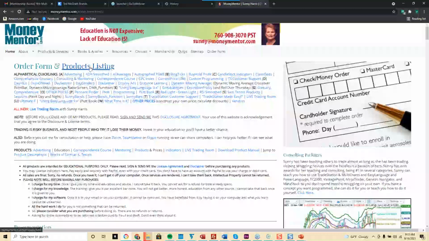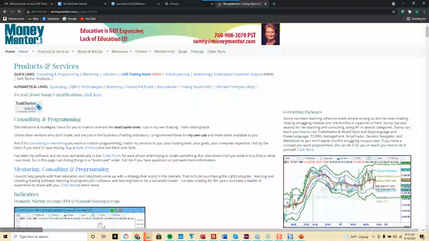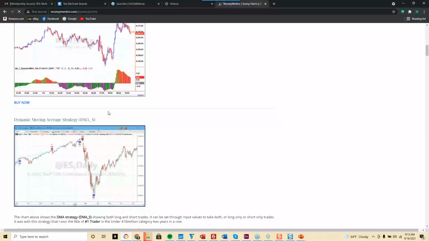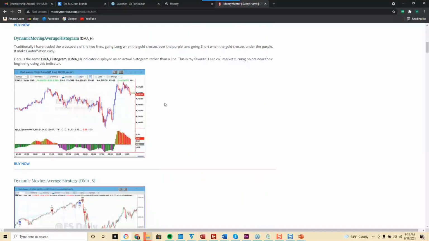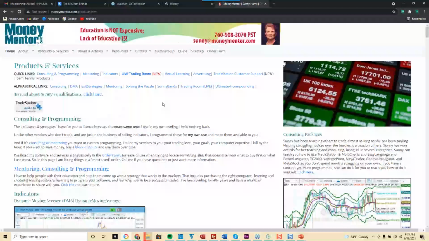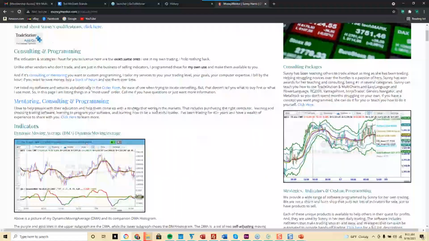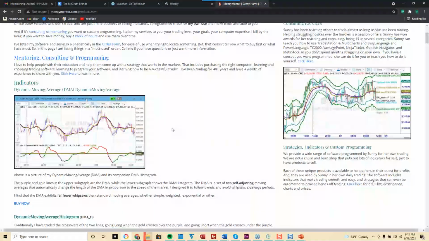If you want to see what those products are before you order them, you click there, and it shows you pictures of all my indicators, everything that I have. Now, these were programmed for me, for my own trading. They were not programmed to sell. I sell them because I feel like people need the extra boost to make money.